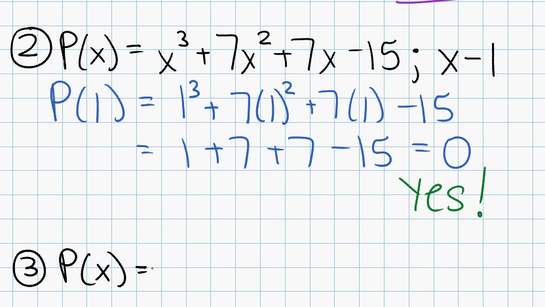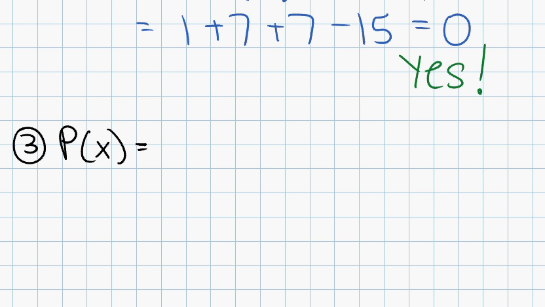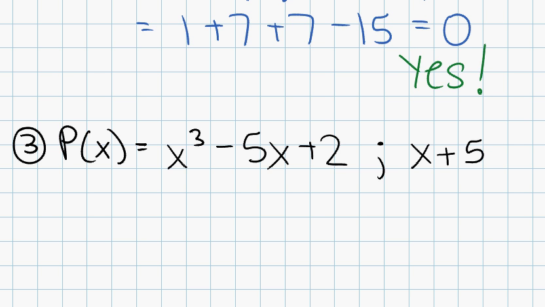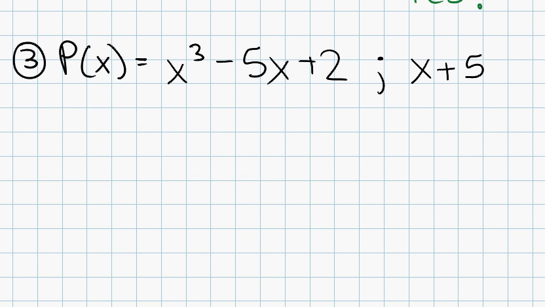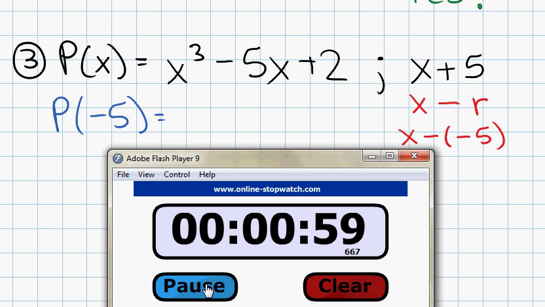Let's try one more time. P of x equals x cubed minus 5x plus 2. And we want to know if x plus 5 is a factor. X plus 5. It's supposed to look like x minus r. So what does r have to be to make it x plus 5? It has to be x minus negative 5. Agree? So r is negative 5. So you are evaluating p of negative 5. Please do so and decide whether or not x plus 5 is a factor.